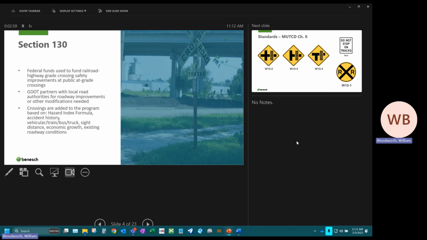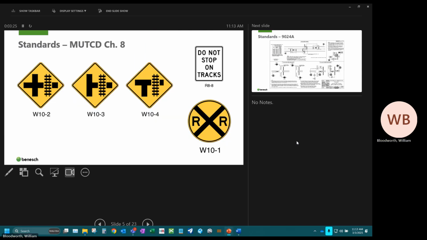So like I said, GDOT partners with local road authorities for roadway improvements. And the crossings are added to the list on quite a few factors, but the numerical value is called the Hazard Index Formula, or HI. And that takes into account crash history, traffic counts for specific types of vehicles, such as school buses. If the school buses have to stop or start for the crossing, it increases the hazard index. It also considers existing sight distance, future growth, and existing roadway conditions. So now Kylie is going to take us through some of the national and state standards.